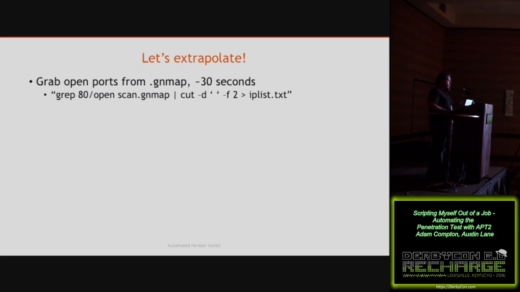Let's cut the column out with just the IPs and dump this into a file. This is now my IP list. Going from looking through that Nmap file to cutting it into a list, generously, let's say about 30 seconds.